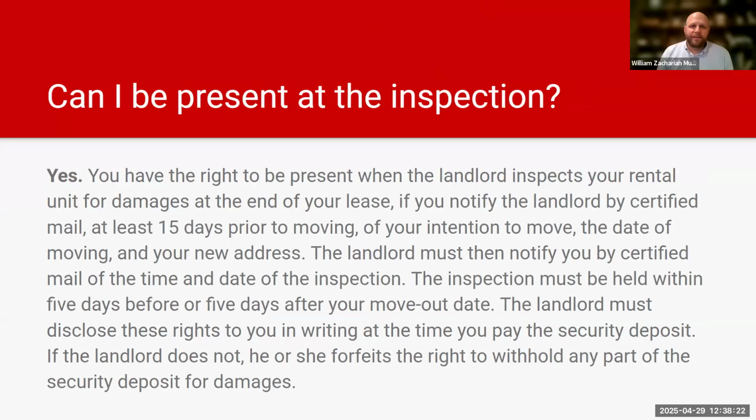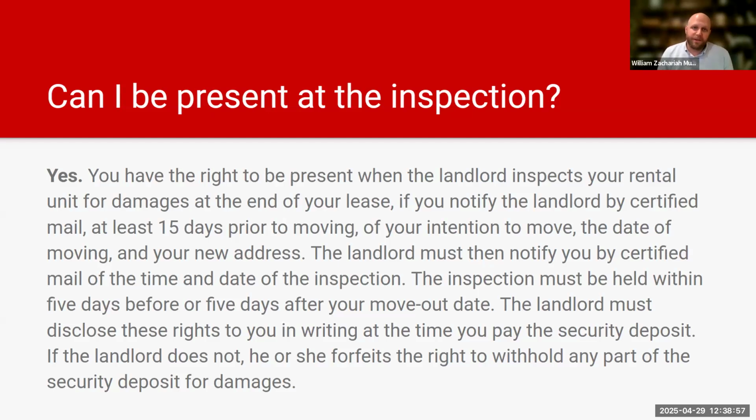Can I be present at the inspection? Yes, you do have a right to be there, but the law has some stringent requirements. Let's say the landlord has to tell you when the inspection is taking place. If you have provided notice that you want to be there, it must happen at least 15 days prior to moving, and the law says you must send it by certified mail, which is the non-intuitive aspect of it. A lot of times you might just ask the day you're moving out for the landlord to come. And the law for some reason says you have to do it.